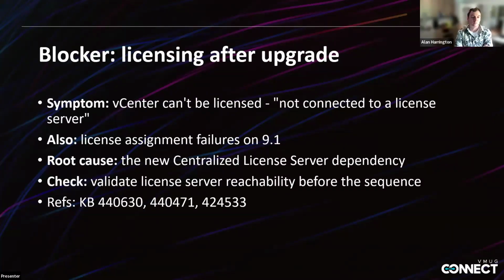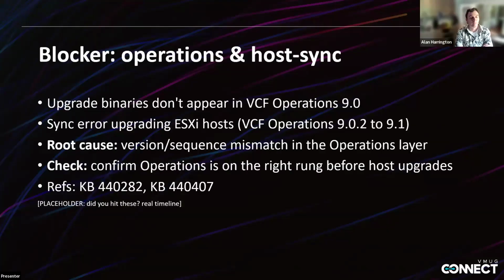symptom: the vCenter can't be licensed, even though it's not connected to a license server. It is 9.1, it does require the new license server. Validate that you can reach it and that you can ping it. These are some of the KBs to jot down in case you can't. The good news is it does run on a trial, so it is not that critical if it's not licensed right away, and you will be able to license it a little bit later on.